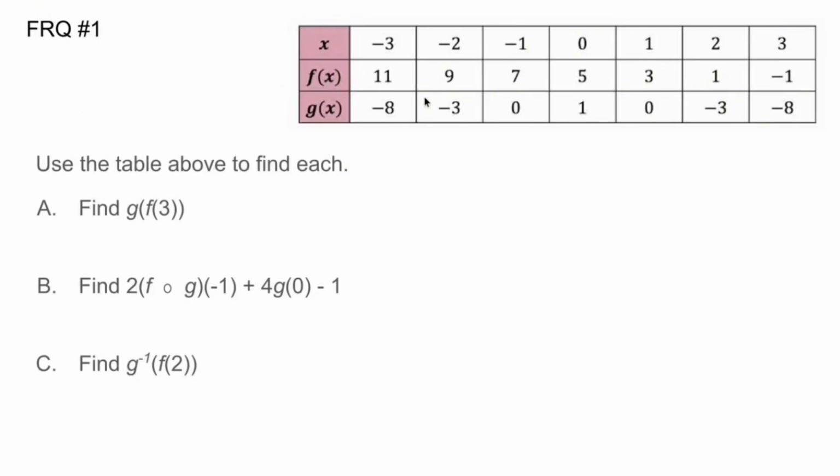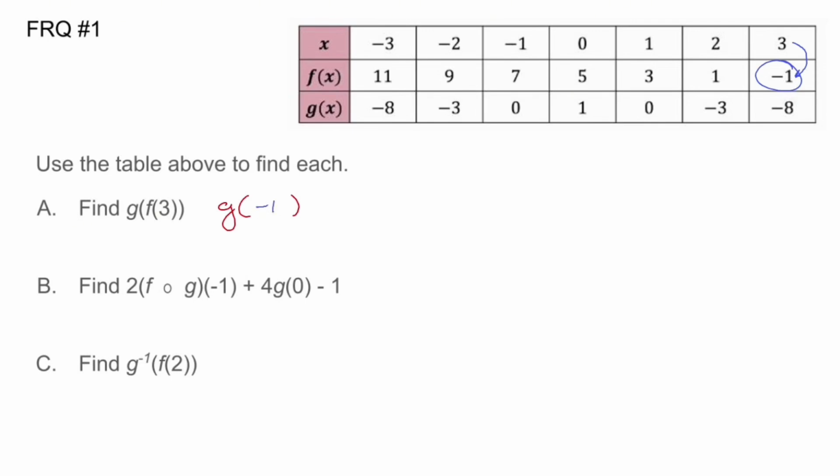Free response question number 1. We have ourselves this table of x values, f of x values, and g of x values, and we have to answer all of these composite and inverse and other crazy types of questions. G of f of 3 is going to ask us to find g of whatever f of 3 is. So to find out what f of 3 is, go to your table and find out where x is 3. And then find the number on the f of x line, and you'll find out that when x is 3, f of x is -1. So f of 3 is -1.